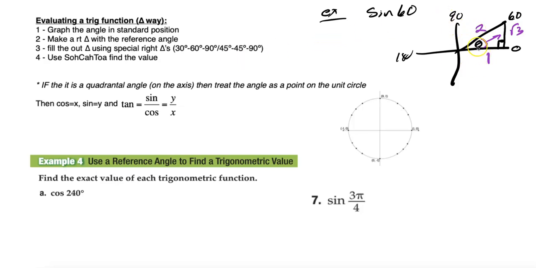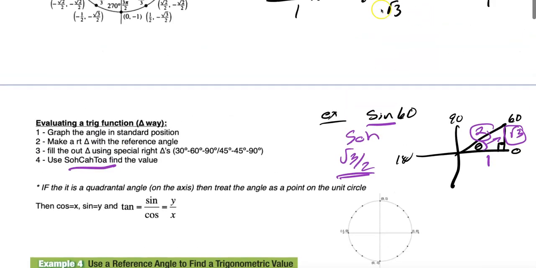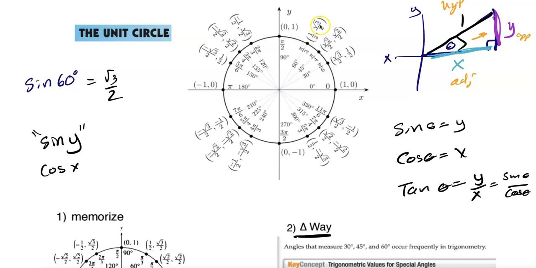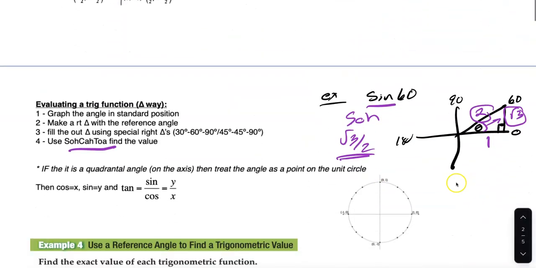So there's my triangle. All I gotta do now is use SOHCAHTOA. We're doing sine. Sine is opposite over hypotenuse. Rad 3 over 2. And that's it. That's me building a triangle every single time. So we get the exact same answer: sine of 60 was rad 3 over 2. That's where you got it from.